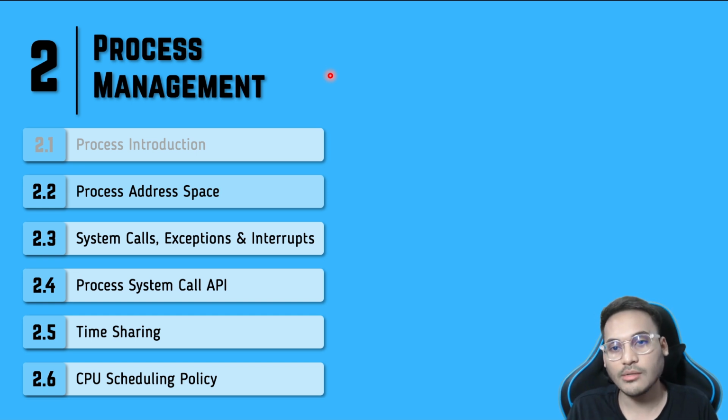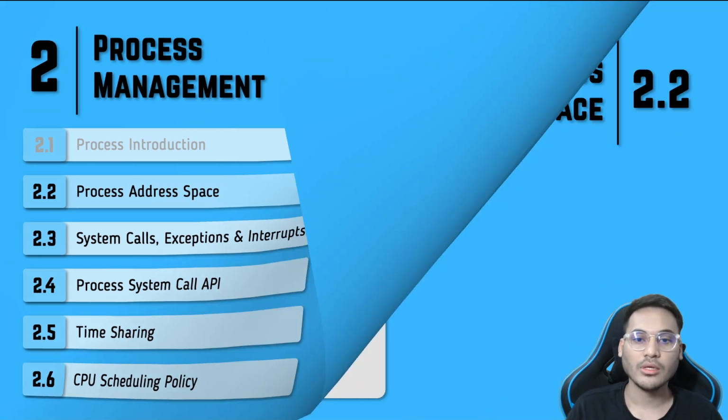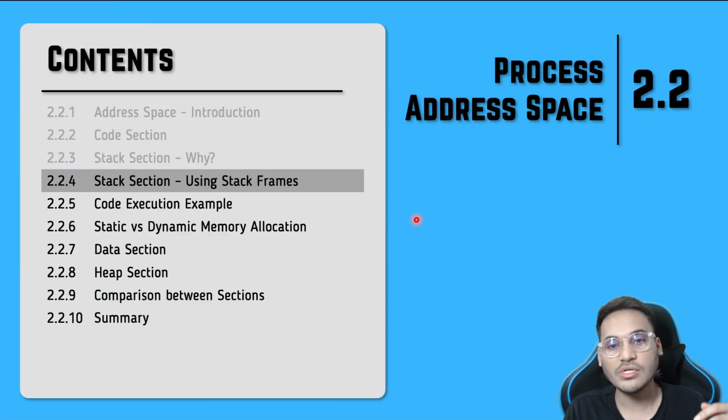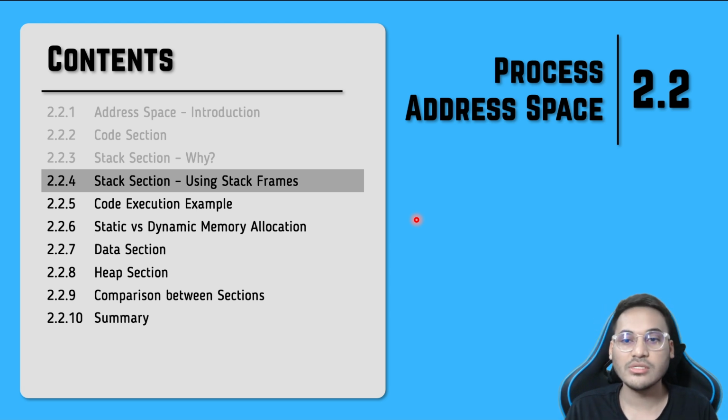Within this second module, we are currently on the second topic, that is process address space. Through a series of videos, we are trying to understand what the address space is, how it is organized, and what the different sections in the address space are. In the previous video, I introduced the stack section. That is, we understood why we need the stack section in the process address space.